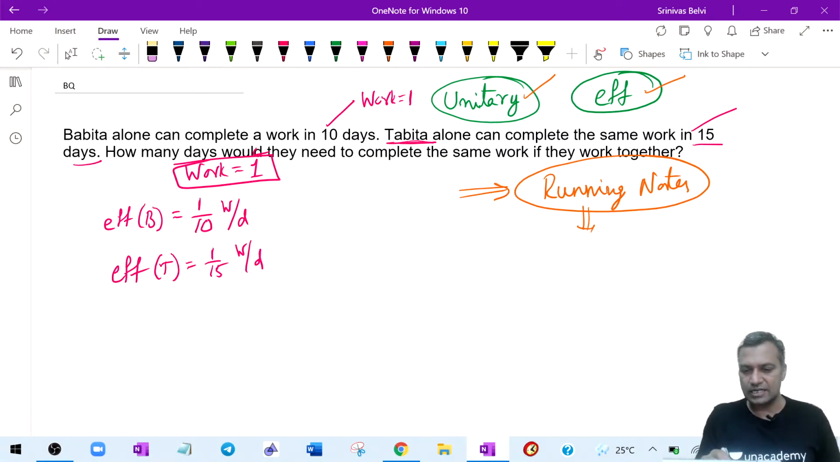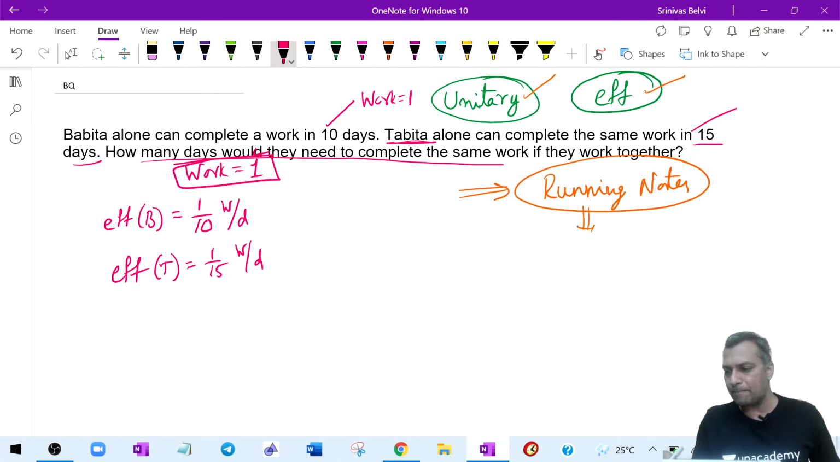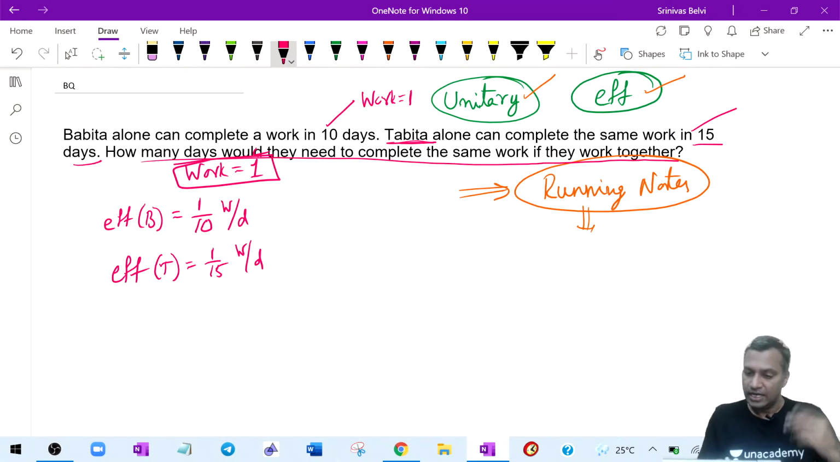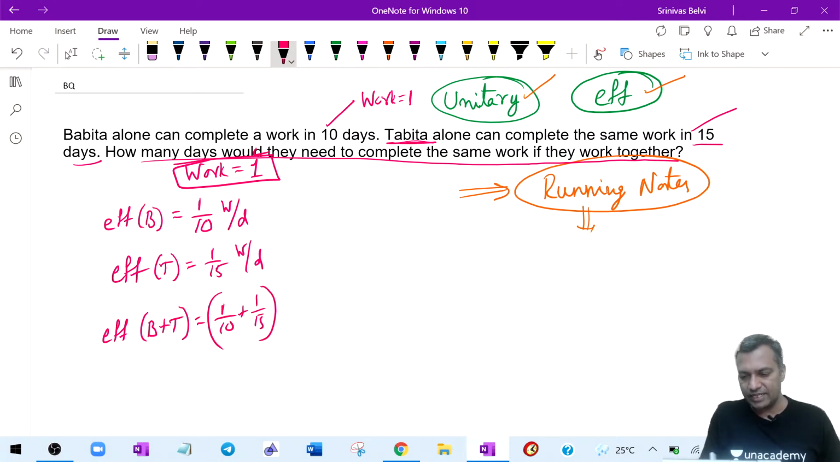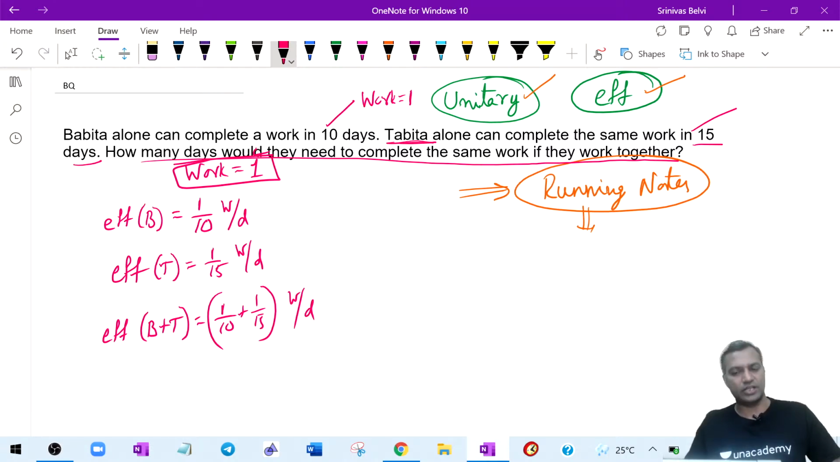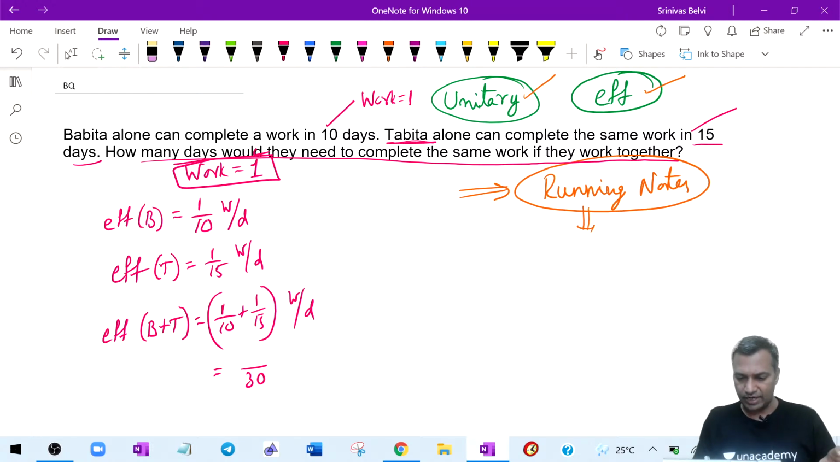Okay. Now, what is it trying to say? How many days would they need to complete the same work if they work together? If they work together means combined efficiency. Together, efficiencies can be added. Therefore, you add 1 by 10 plus 1 by 15th of work per day. This is what they are going to accomplish. You take the LCM of the denominators, you call this 6 divided by 30. Sorry, 5 divided by 30, which will become 1 by 6th of work per day.